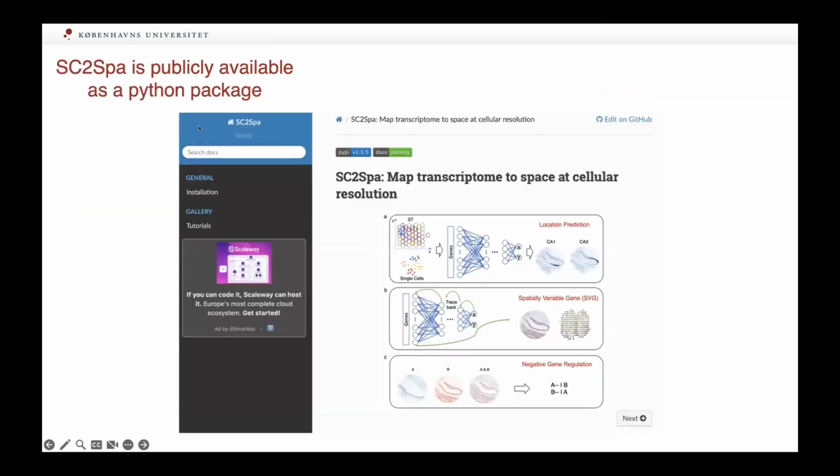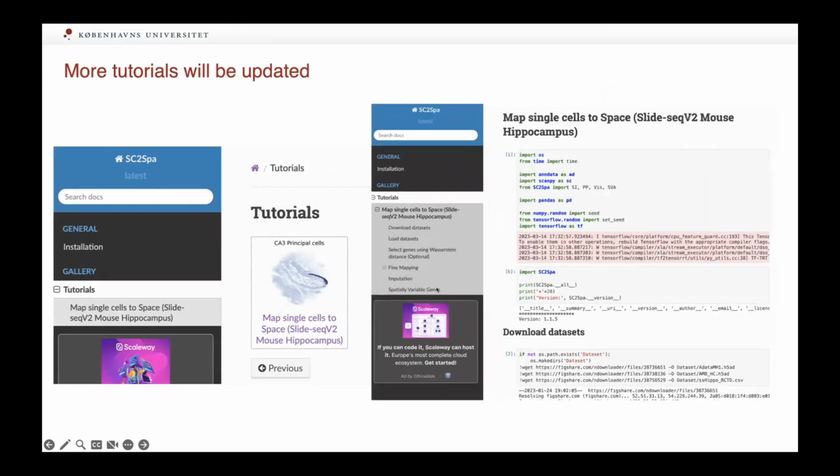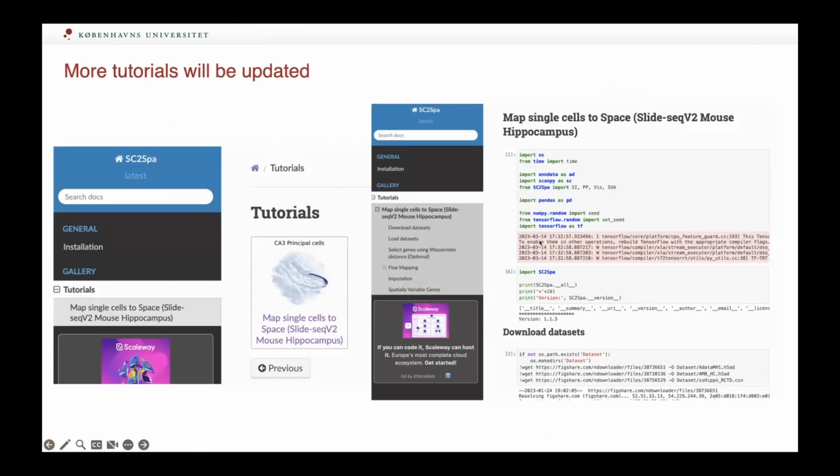And finally, I would like to mention that SS2Bar is now publicly available as a Python package, so you can install it in Python and run it very easily based on our tutorial. Now we only have one tutorial, but we will update more tutorials, so you can run our code by just following the tutorial.